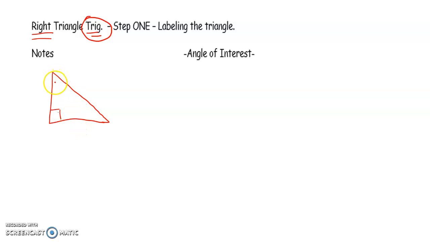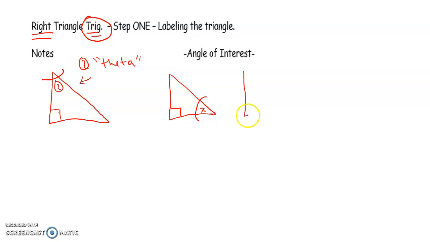Angle of interest. So let's start off with a right triangle. Terrible right triangle. If I put a theta here, that could be an angle of interest. This is what I'm going to label my angle off of. I'm going to arc my angle of interest. You might also, let's say, just have an x in it. I would arc that as my angle of interest. And so angle of interest is what we're going to label the triangle off of.